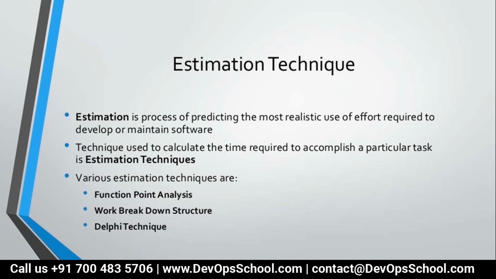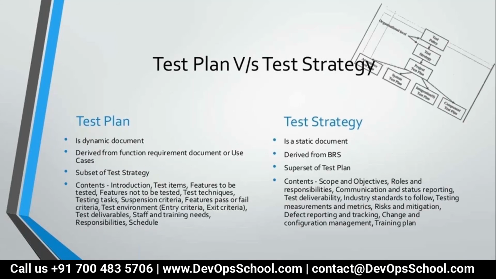Estimation technique, how you are going to estimate. Estimation is a process of predicting the most realistic use of effort required to develop or maintain software. Can you go back to the previous slide? What is the subset here? The subset of test strategy is saying here also superset. Superset of test plan. Subset means what?